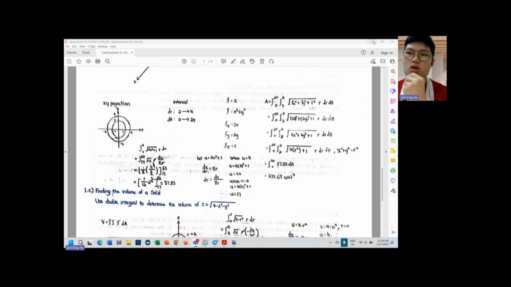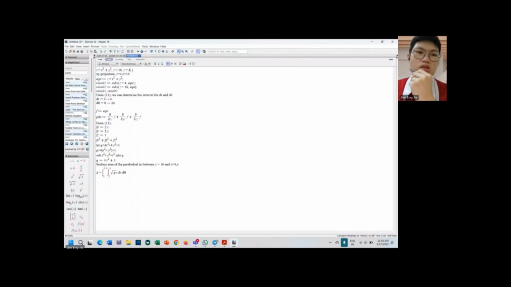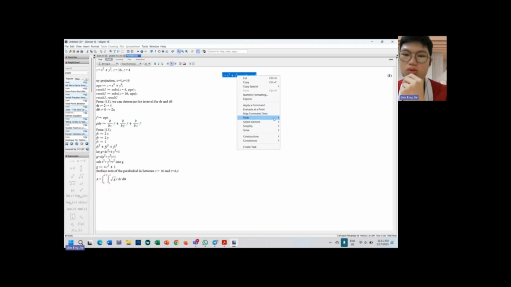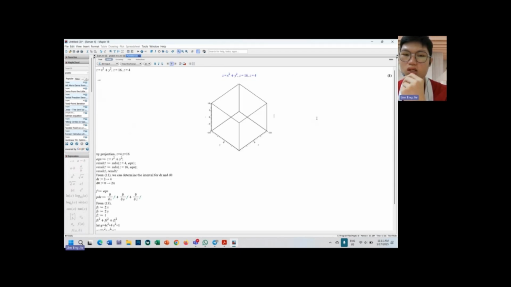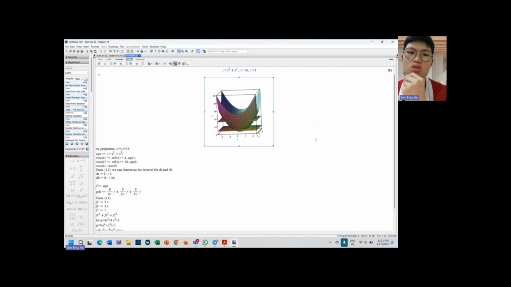Now I will proceed to the software to prove our working. First, I will type these equations into the command window so the software knows the equation we want to use, and we want to verify whether our 3D sketch is correct or not. We select all, double click, press plot 3D XYZ. It will appear like this. It will verify our 3D shape sketch is correct.